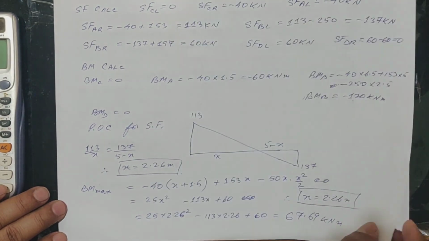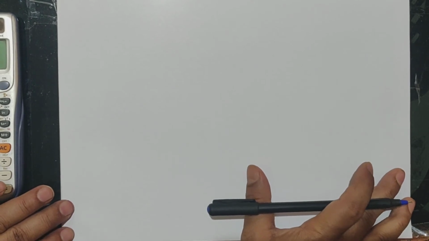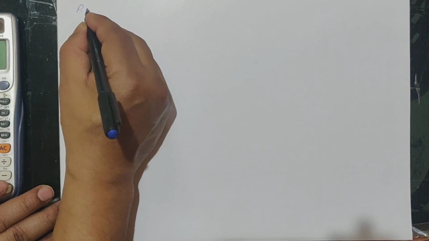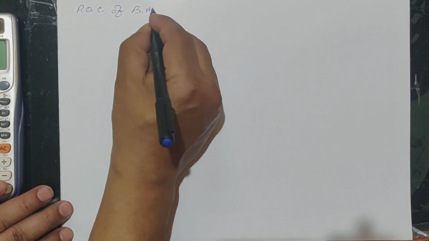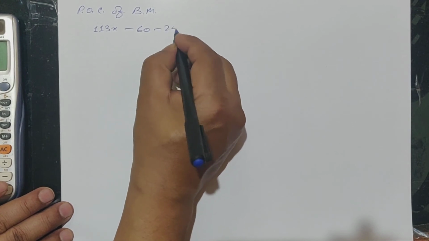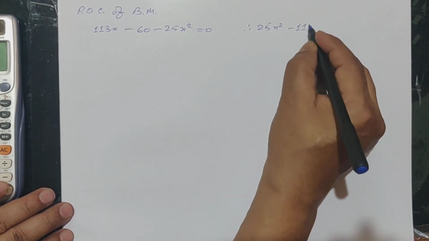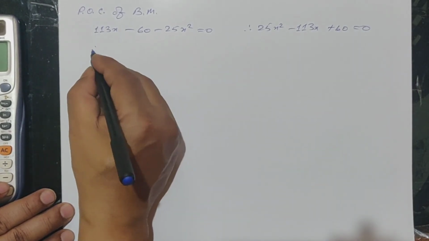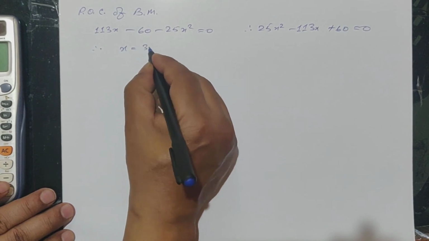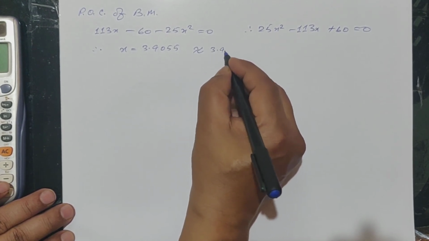Now we are supposed to find out the point of contraflexure of BM also. So for that we are supposed to put BM is equal to 0. For the point of contraflexure of BM, we have 113x minus 60 minus 25x square is equal to 0. So 25x square minus 113x plus 60 is equal to 0. From this, what we get is x is equal to 3.9055, which can be approximately written as 3.91 meters.